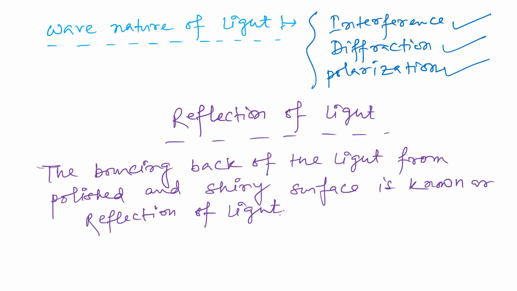You can see an object whenever the light is falling on the object and it is reflected back to your eyes. Then only you can see, na? Otherwise, how can you see? Without the reflection of light, we cannot see any object. Okay? Yes, sir. Now, we are going to draw a simple diagram to understand the laws of reflection of light.